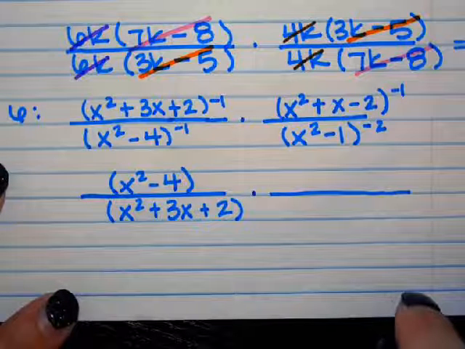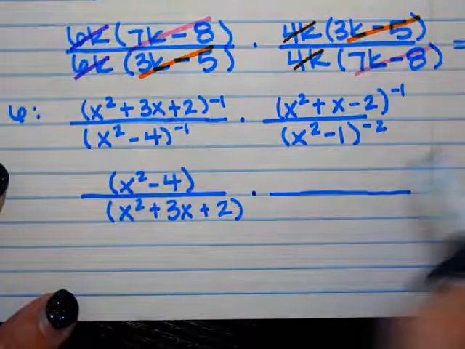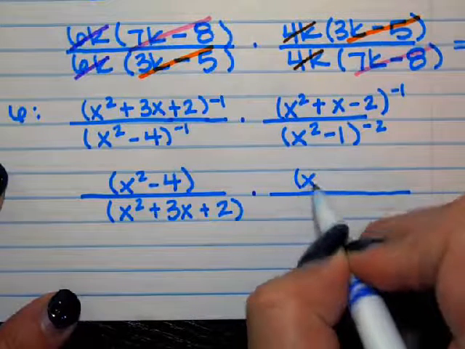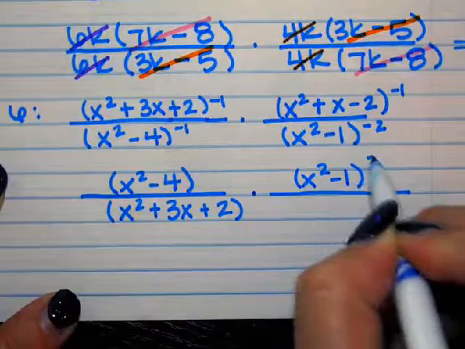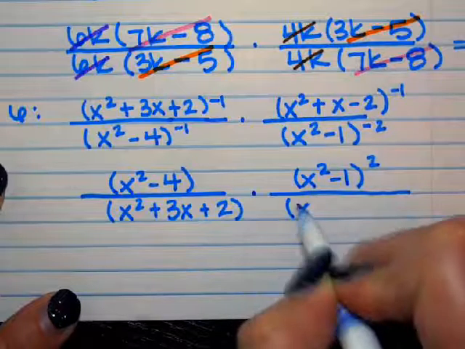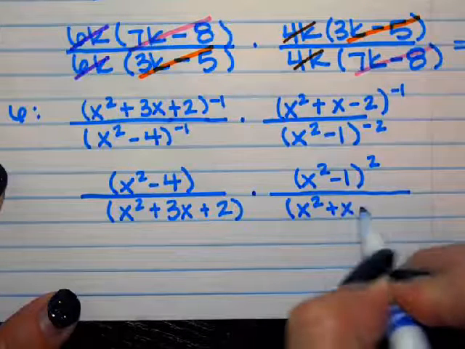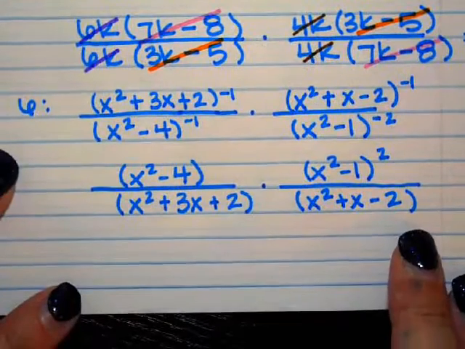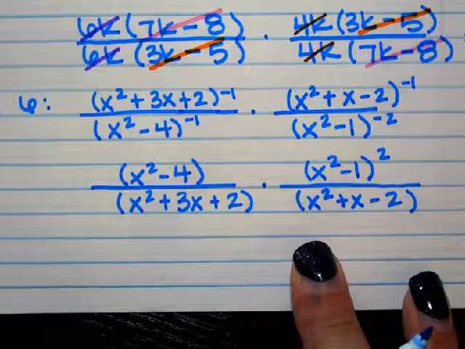We're going to move that to the top. So we're going to say x squared minus 1 to the positive 2. And then x squared plus x minus 2 to the positive 1. We don't even have to write that exponent. Okay, so from here, we can go through and we can factor everything that we had to factor.